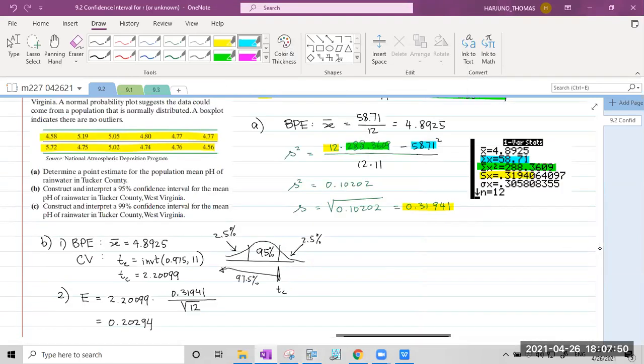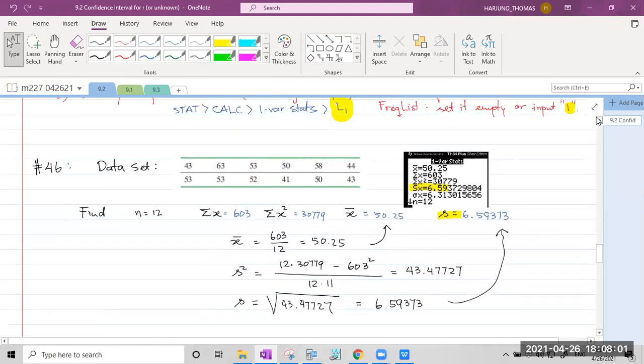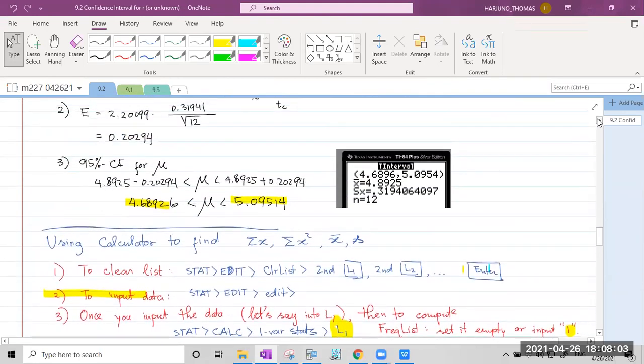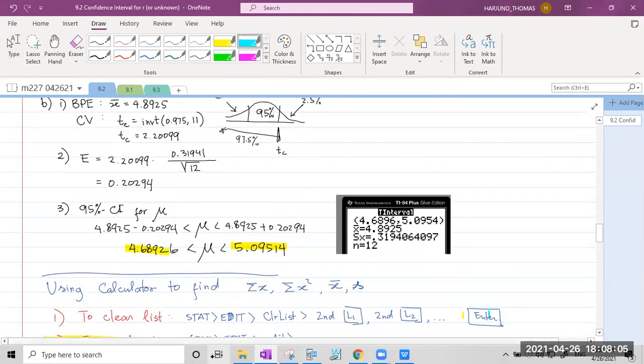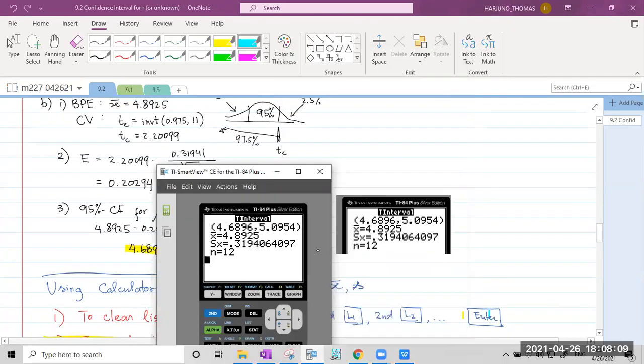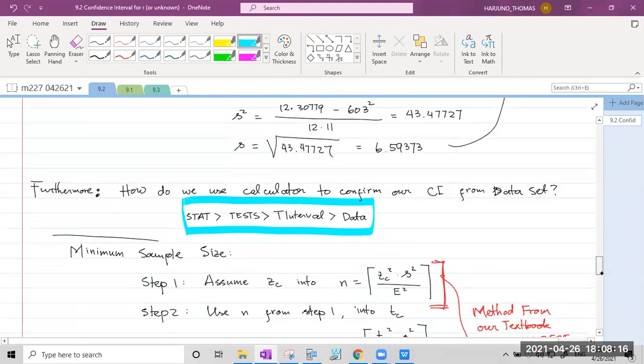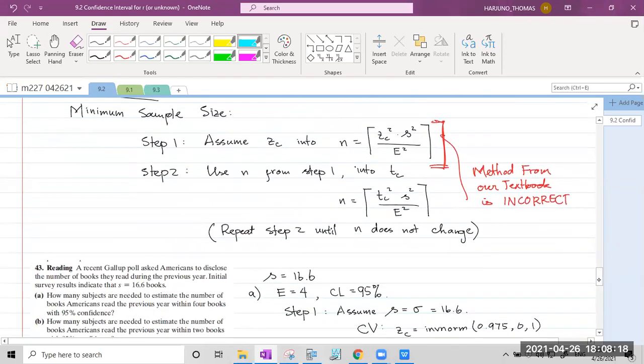That's how we get this. Yeah, that's how we get this one here. You see that? Okay, that's how we get this one. Okay, and then after this, I show how to compute minimum sample size.